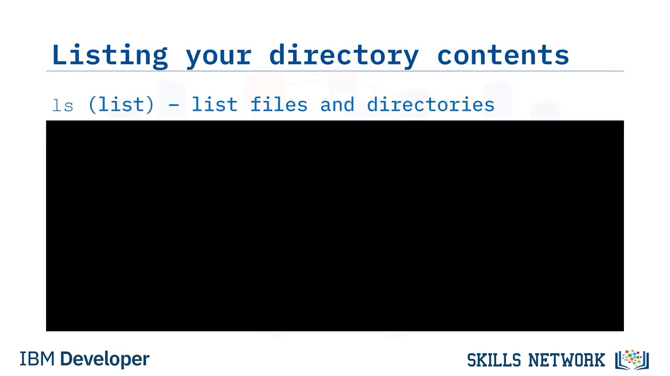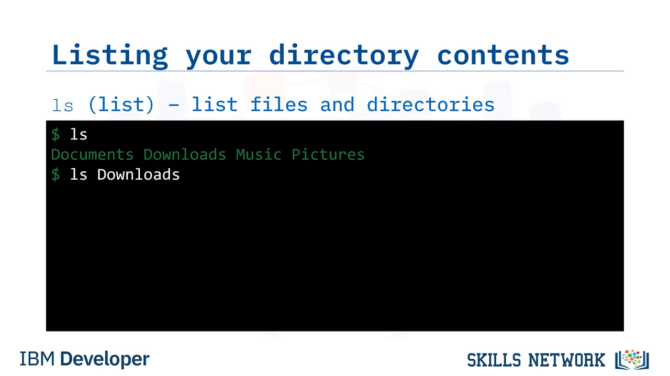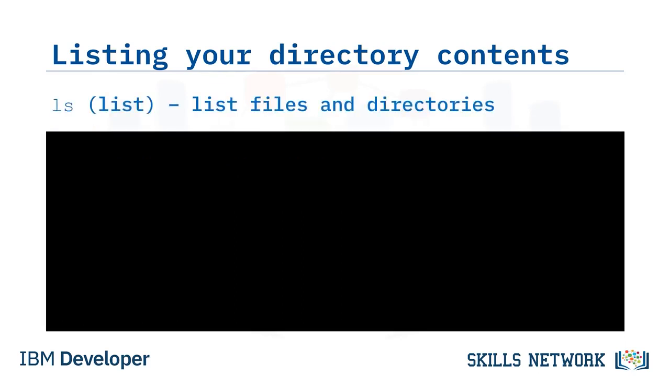The ls command will list the files and directories within a directory. If you enter ls in your home directory, you will see all files and directories that your home directory contains. You can also pass a directory name, such as downloads, as a parameter to ls, which displays the contents of your downloads folder. The ls command also supports further options to provide additional information.